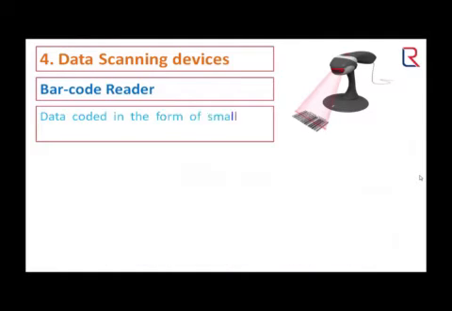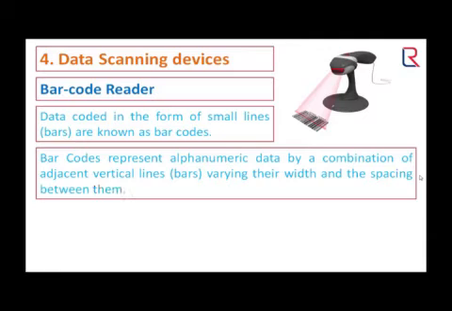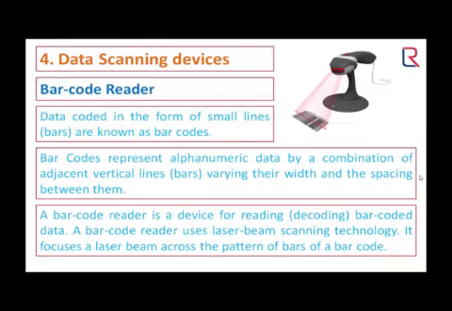Barcode reader. Data coded in the form of small lines are known as barcodes. Barcodes represent alphanumeric data by a combination of adjacent vertical lines varying their width and the spacing between them. A barcode reader is a device for reading barcoded data. A barcode reader uses laser beam scanning technology. It focuses a laser beam across the pattern of bars of a barcode.